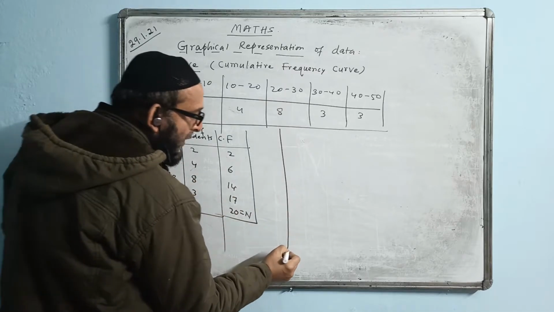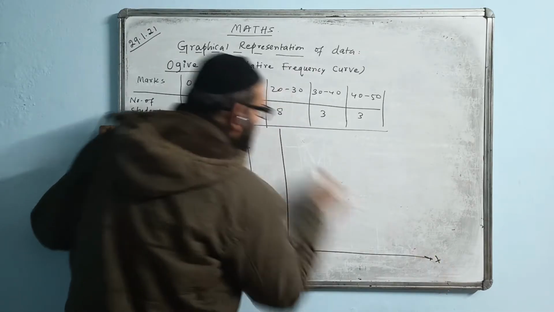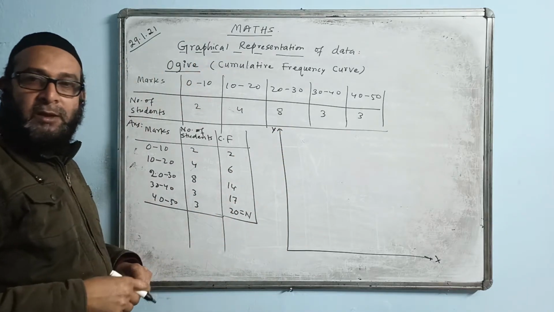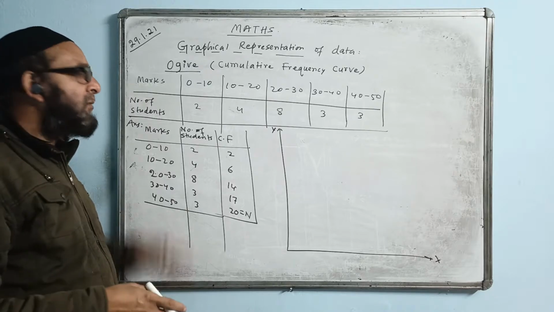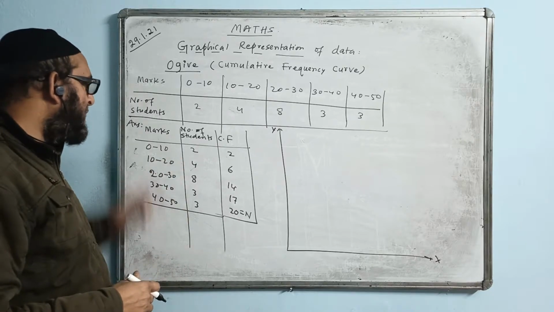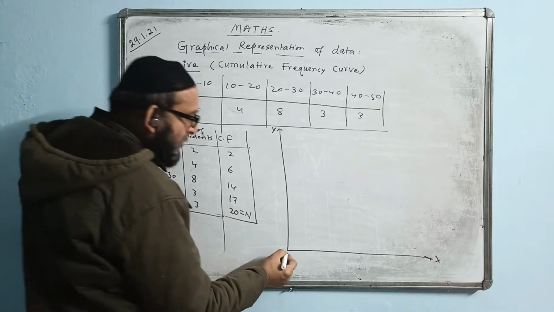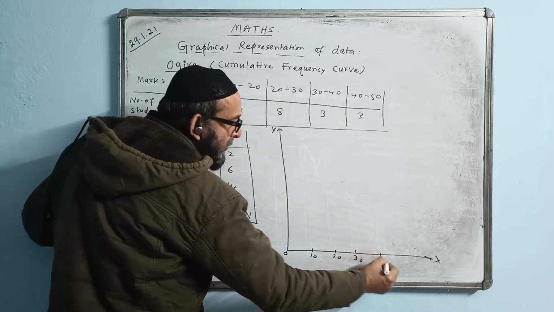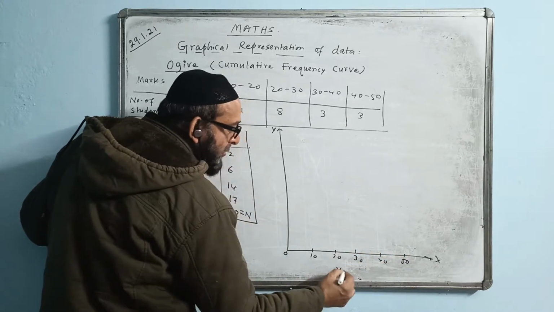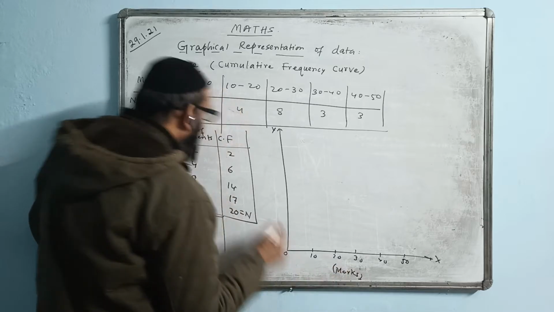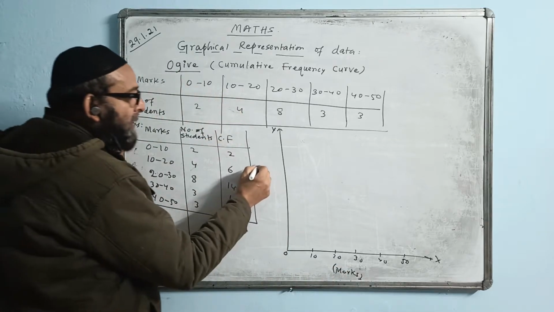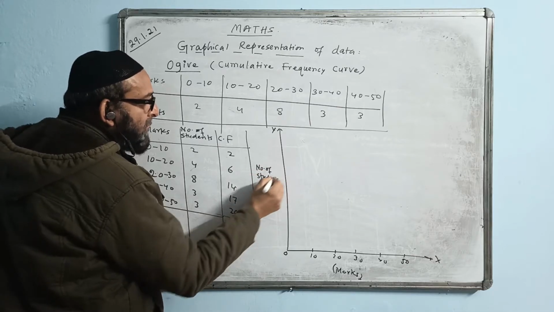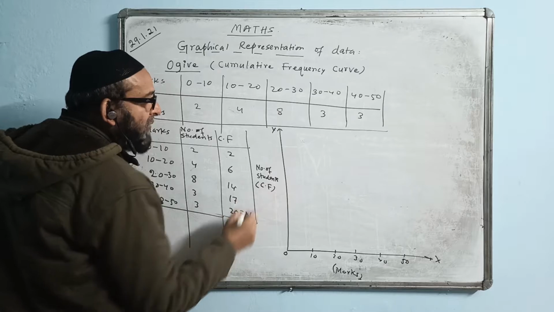So we will draw lines like this: x-axis, y-axis. Sometimes in the question they will say take scale 2 centimeters equal to this, 2 centimeters equal to that, then you have to follow that scale. Otherwise you will make your own scale. Start with 0, gap of 10: 10, 20, 30, 40, 50. Write your marks. These are the values of marks. And here we write CF. Number of students, but in cumulative frequency form, CF form.